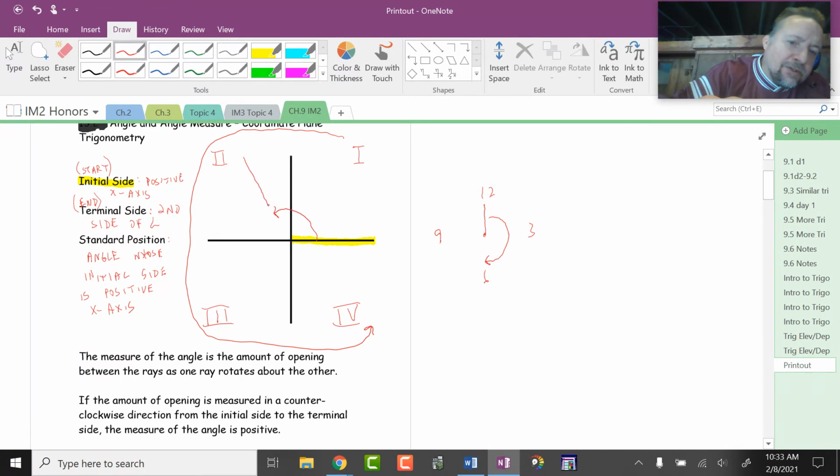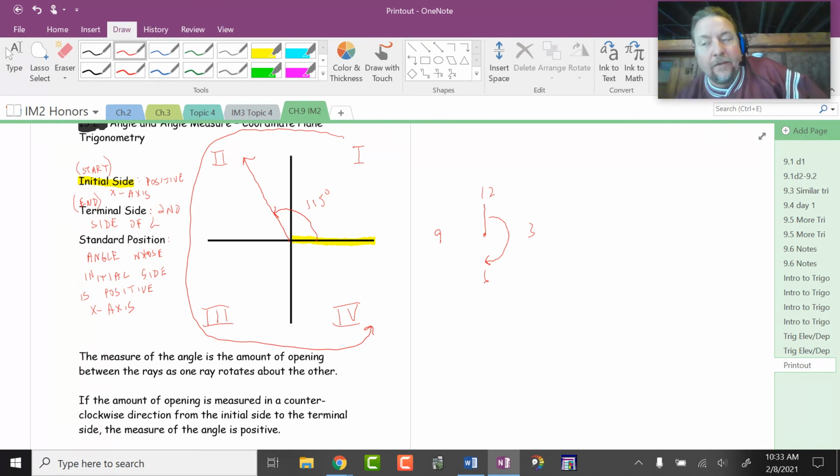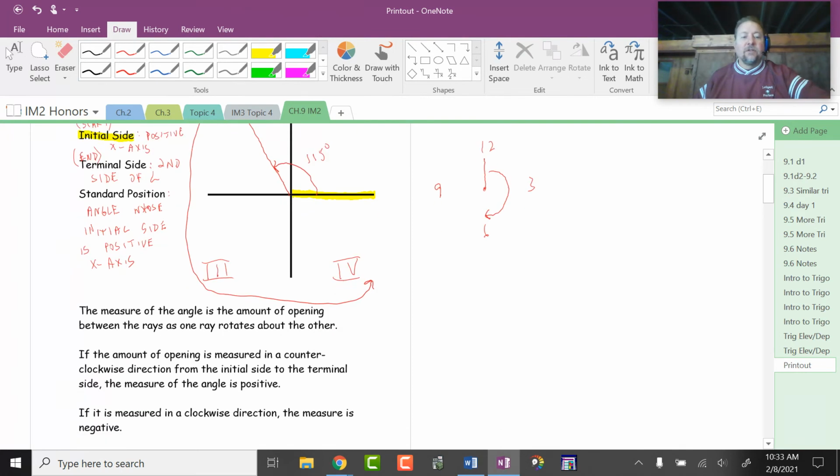And I'm going to give you an angle measure for this. We're going to pretend that this is like 115 degrees. And that should be a reasonable guess. You should know that this is more than 90, but not quite 180, right? And getting used to those situations there. Okay, so first thing to learn: a positive angle measure starts at the positive x-axis and goes counterclockwise.